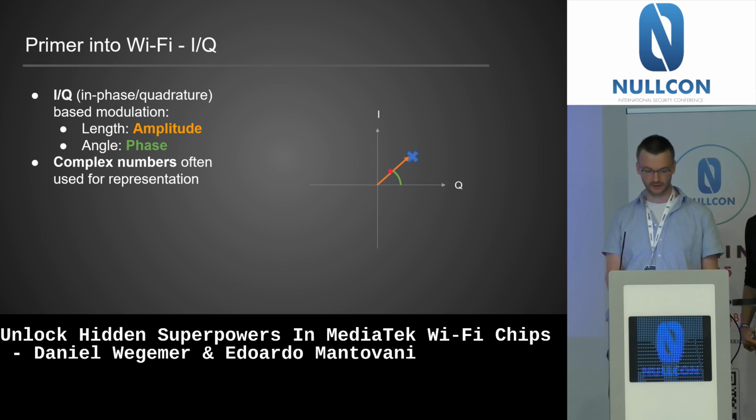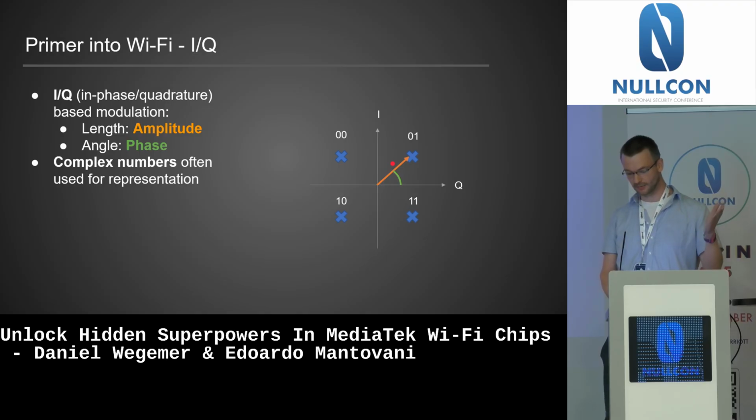And in general, complex numbers are often used to represent this. So if we take it a step further, a real simple scheme would be if I have the amplitude and the phase for a signal, and I have maybe 4 different ways of changing this amplitude and phase, I can draw 4 different crosses. And then depending on which quadrant I am in, so upper left, for example, I encode the 0, 0, upper right is 0, 1, and so on. So basically this is already how modulation in Wi-Fi works.